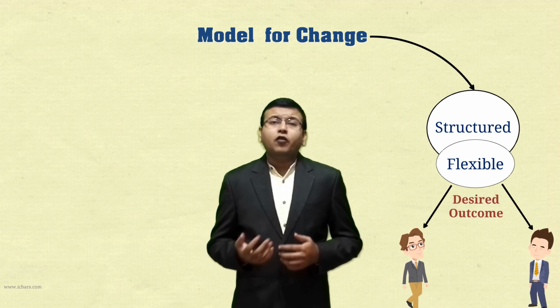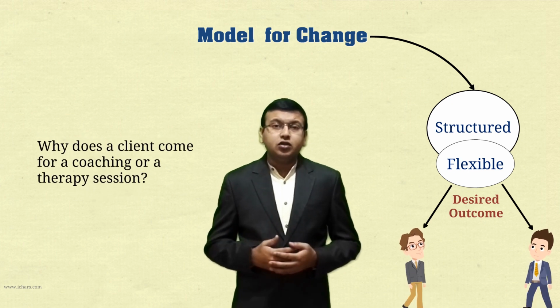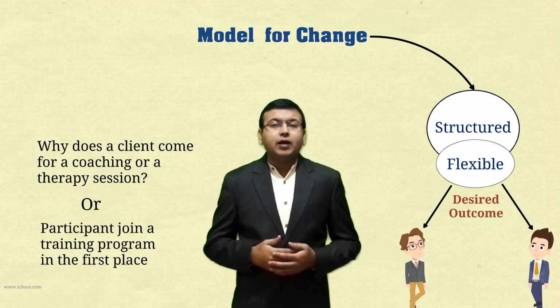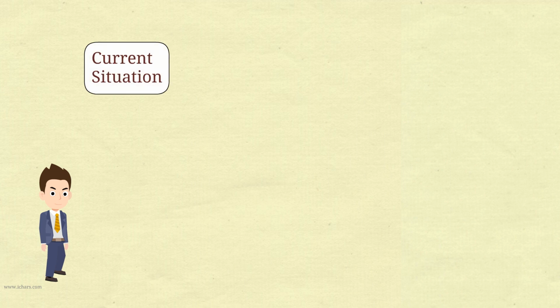The best way of understanding this model is to understand why a client comes for a coaching or a therapy session, or a participant joins us for a training program in the first place. Most clients, when they visit for a session, are, let's say, in a situation A, and they would like to change or improve that situation to B. These situations may be described by the client in terms of a mental state, a behavioral skill, or an outcome manifest. So for the purpose of our model, let us call the situation A the current situation and the situation B the desired outcome.